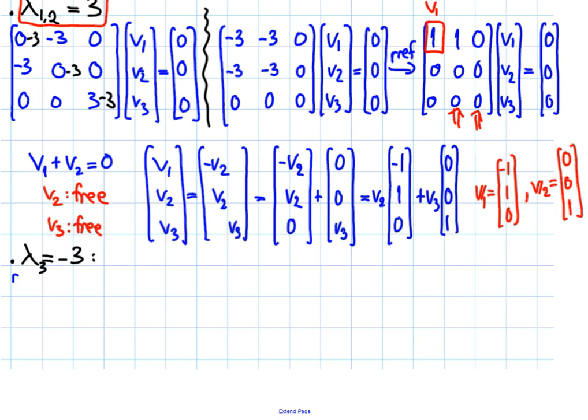So we have the matrix 0, -3, 0, -3, 0, 0, 0, 0, 3, and then subtract the lambda. In this case, subtract -3, which is +3.